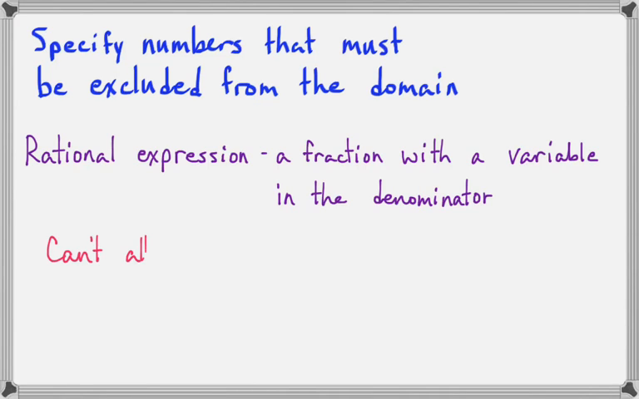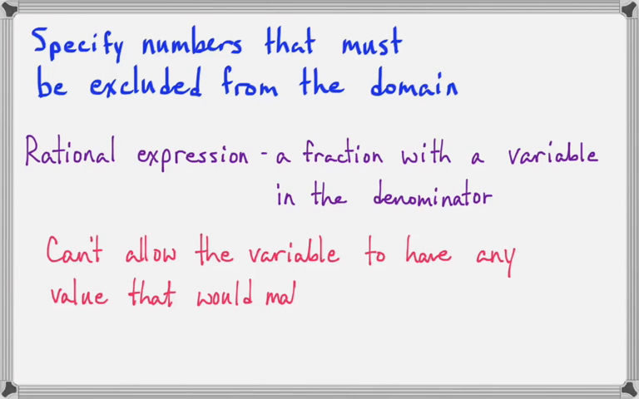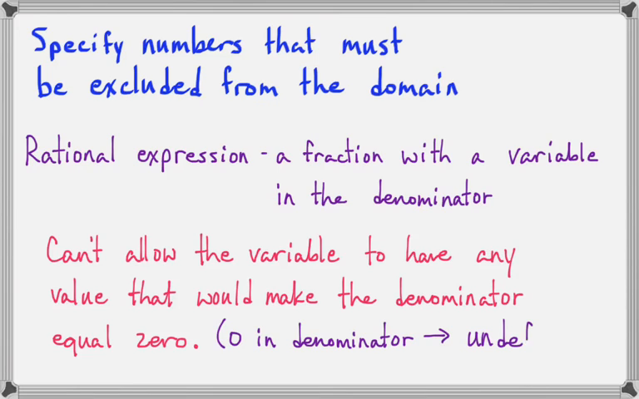And since we know that we can't allow the denominator to be 0, we can't allow the variable to have any value that would make the denominator equal 0. And that's because 0 in the denominator means that the fraction is undefined. So we just want to keep x from taking on any values that would make the denominator equal 0.